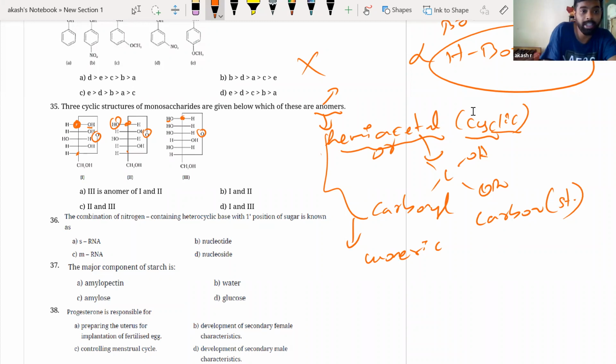Okay. Now see, 1 and 2 will check anomeric carbon. These are the anomeric carbons. I have H, OH, right? Here I have OH, H. Yes, definitely 1 and 2 are anomers. Okay, 1 and 2 are anomers.